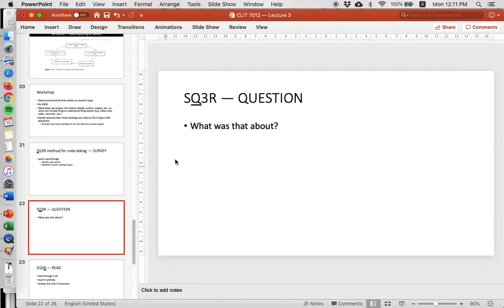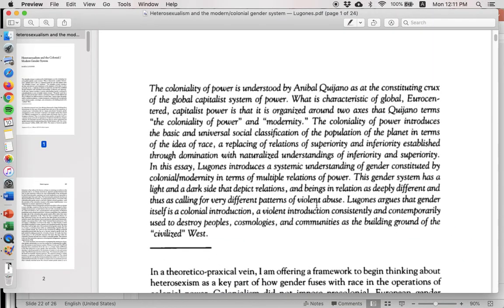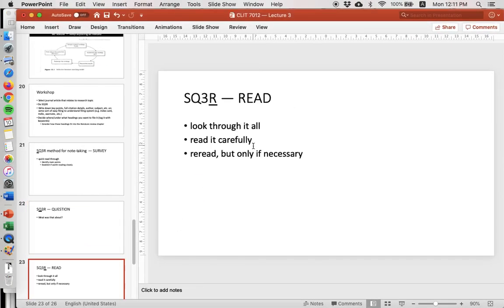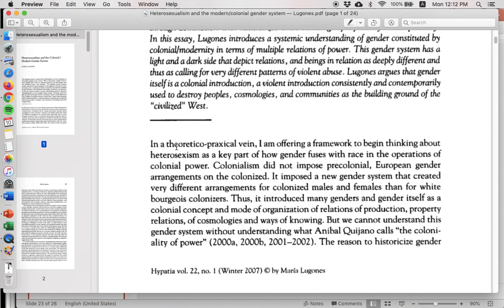What's next? Question: what was that about? Okay, so what's it about? It's about how a colonial system creates the gender norms that we understand, and how that is part of colonialist imperialism. Okay, got it. Then I read. I would look through it all and read it carefully. What I usually do is read and highlight and copy down sections that I think are important.